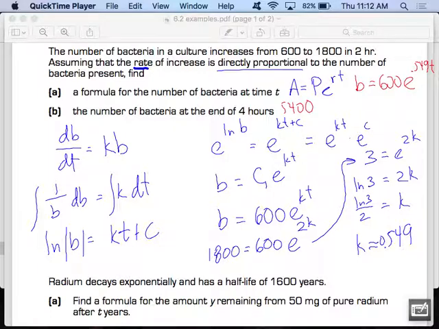Is it bacterium? One of them is bacterium. A lot of times they'll tell you how to answer, so you don't really have to worry about it. Okay. We good on this one?